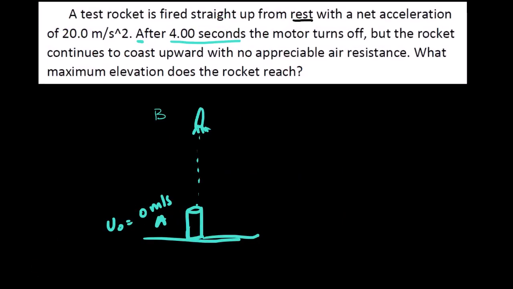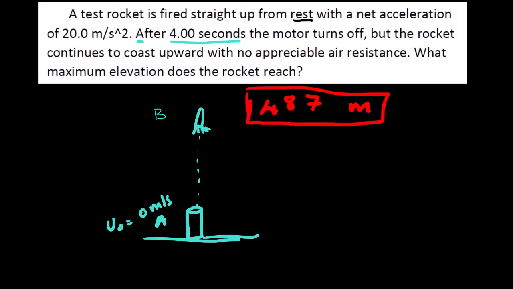So looking at this question, the rocket will reach a maximum elevation of 487 meters above the ground. That's it for this lesson video.